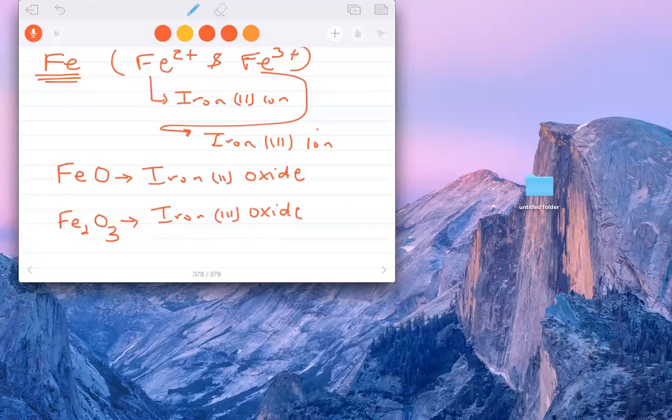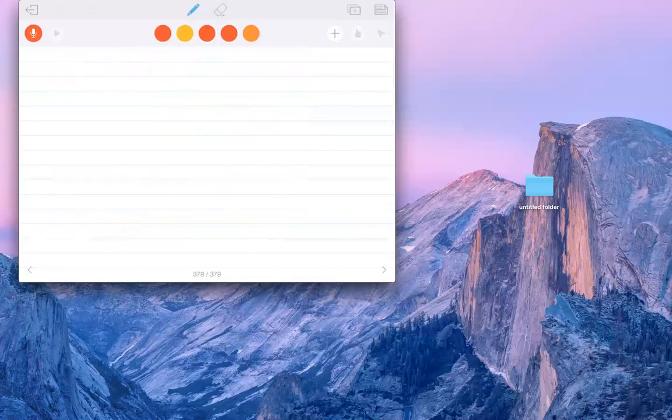A common mistake I also see is not only forgetting the Roman numeral, but somebody trying to use a Roman numeral where it is not applicable. Remember, I said this is for what? Transition metals. Watch this. I may give you something like K2O, and somebody will say potassium(II) oxide. No.